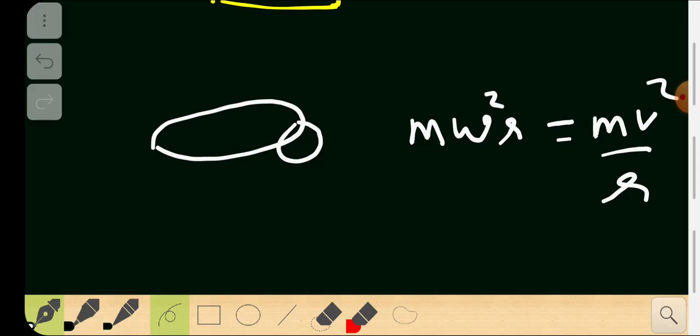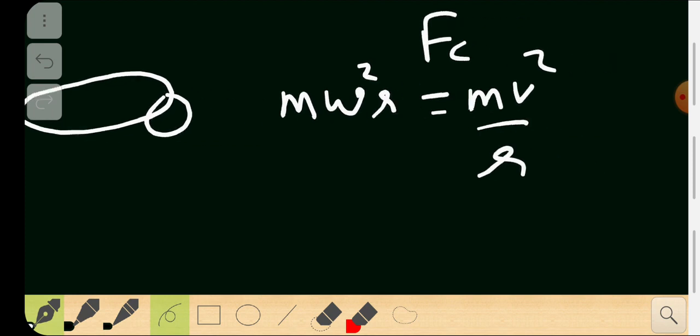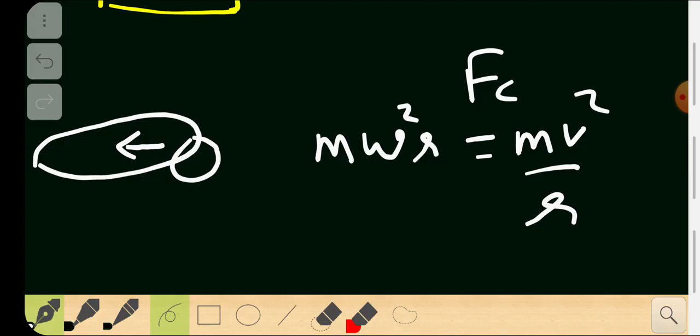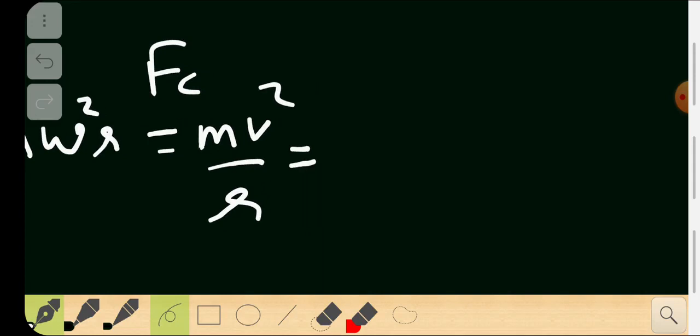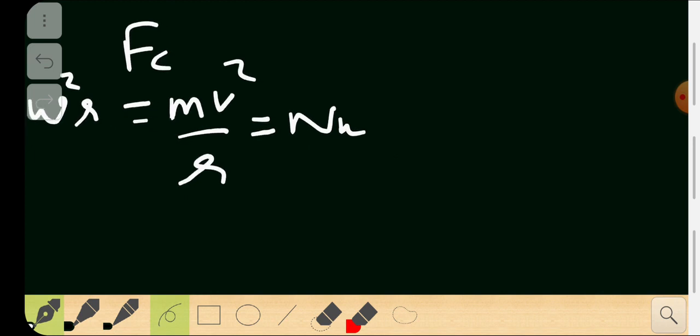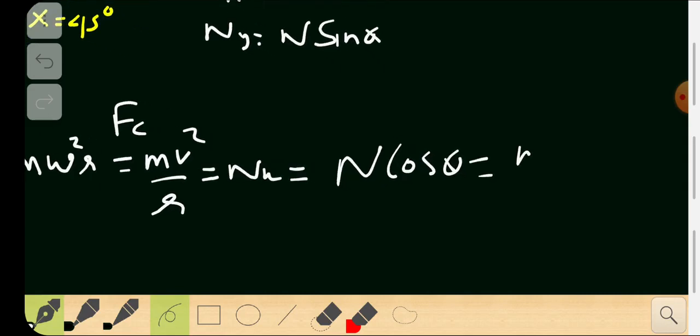So mv square by r must be equal to the centripetal force, right? This is the centripetal force, the force that is acting in the radial direction. So that must be equal to, that is the centripetal force in the inverse direction, and the other force is the normal nx, right? So nx must be equal to this. They are both in the inverse direction. So nx is equal to n cos theta. So n cos theta must be equal to mv square by r, simple.